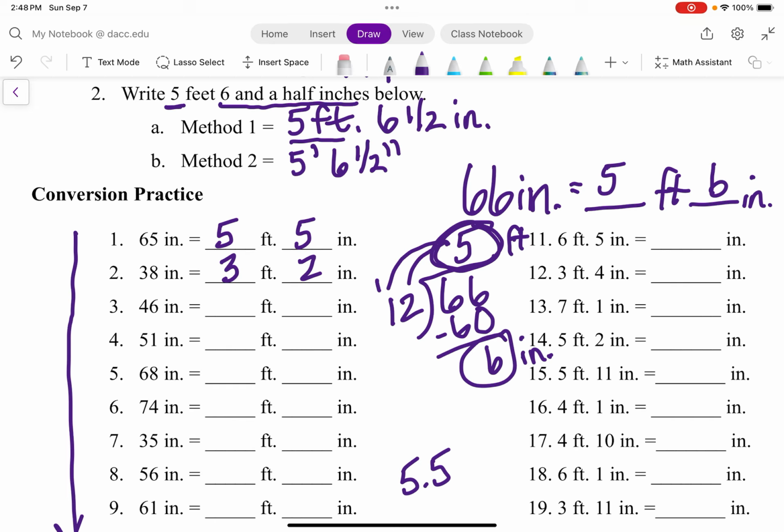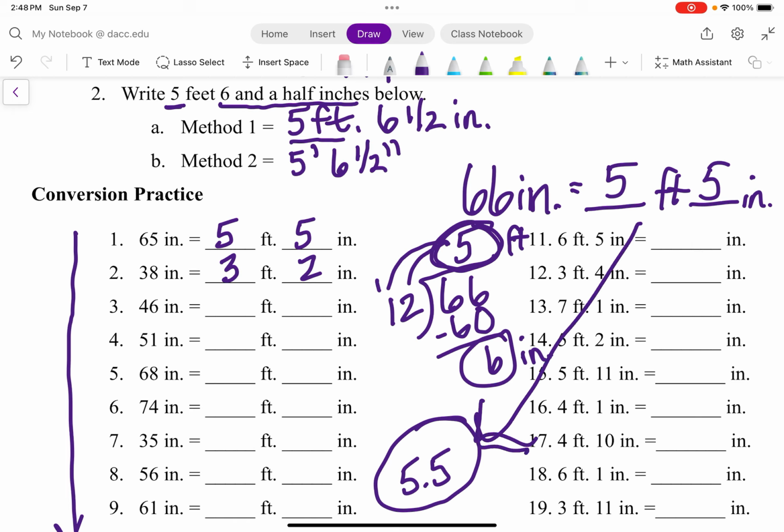But if you looked at your calculator, you saw that it was 5.5. So what some people are tempted to do, using the calculator, is put 5 feet 5 inches because it relates to what the calculator says. But do you have any idea why the calculator is telling you it's 5.5?